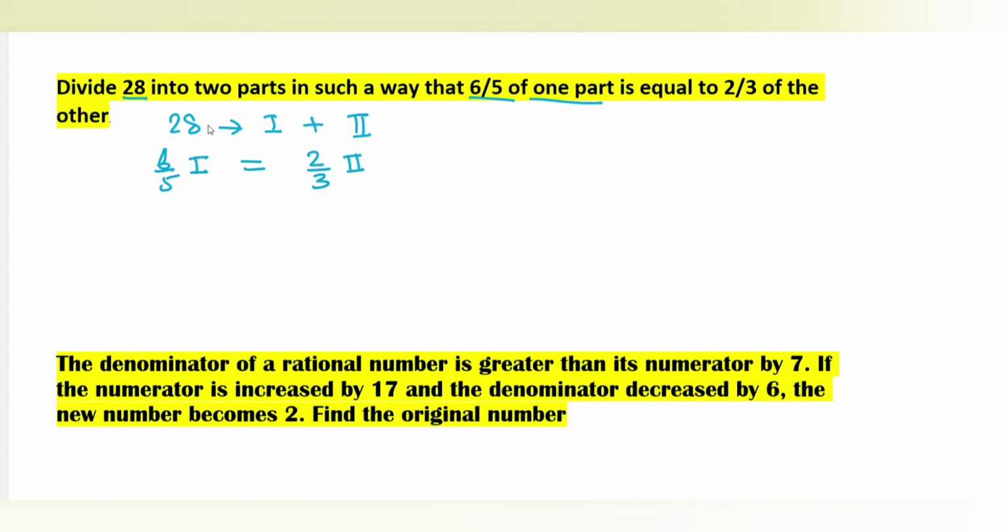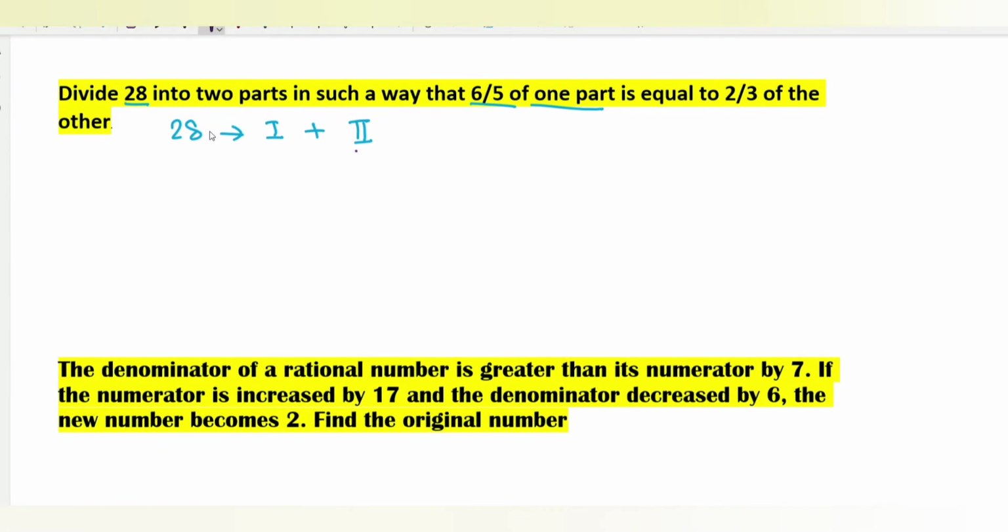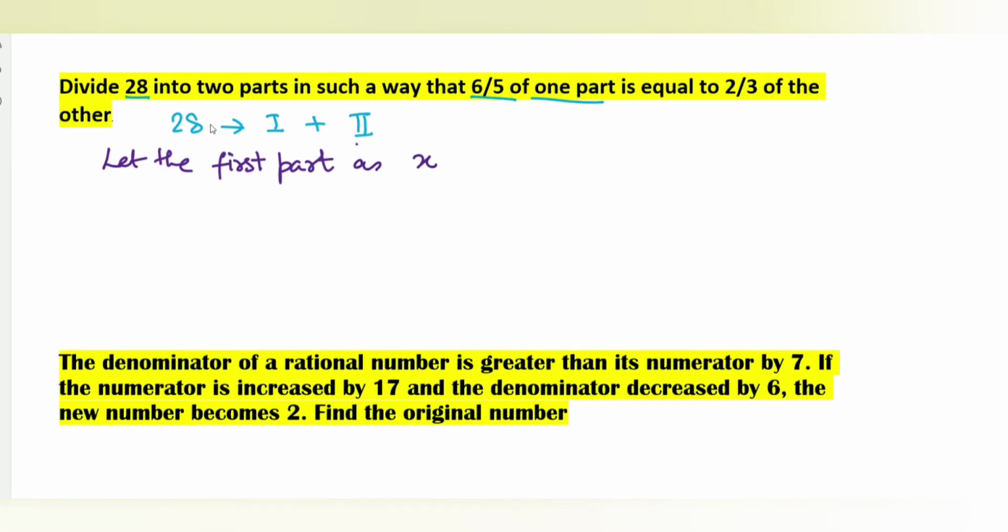Now what is the second part? You see, first part and second part both add up to 28. So to find out the second part, what you do? Let the first part be x. So now you see here, first part is x, second part we don't know, total is 28. So the second part is what? x will shift there, means 28 minus x. This is the second part.